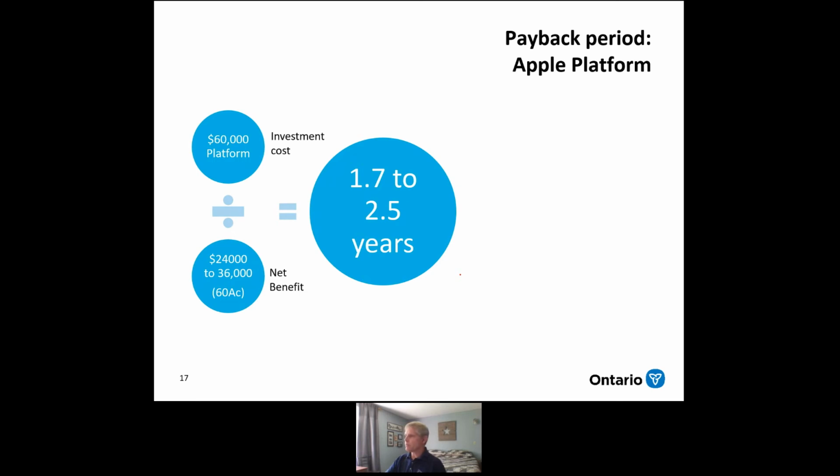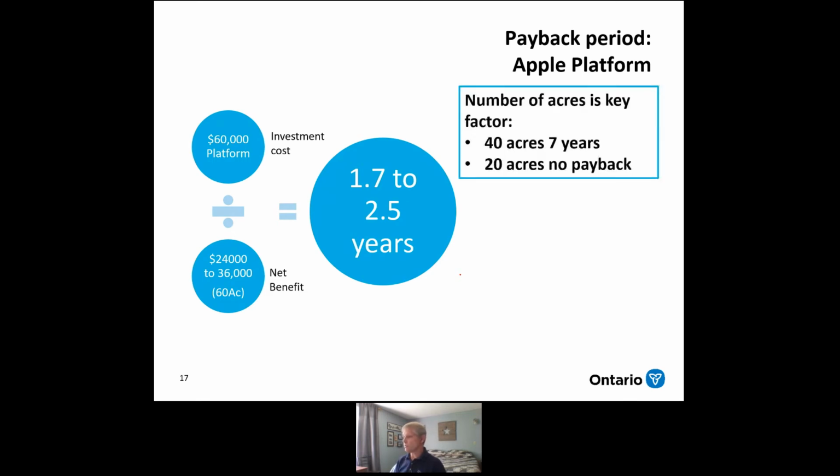So another big factor in here is the number of acres. When we use 60 acres in our study, if we pushed it to 40 acres, that stretched the payback to 7 years. And when you get to 20 acres, there was no payback, just because they couldn't use it enough to pay back the fixed costs and the operating costs of that platform. So acres is a key factor.